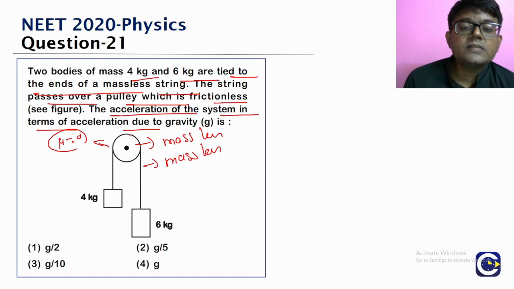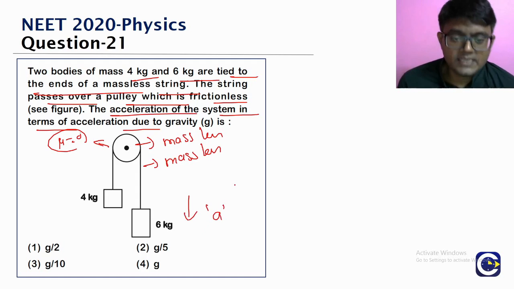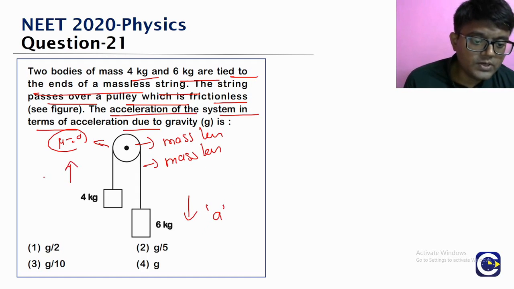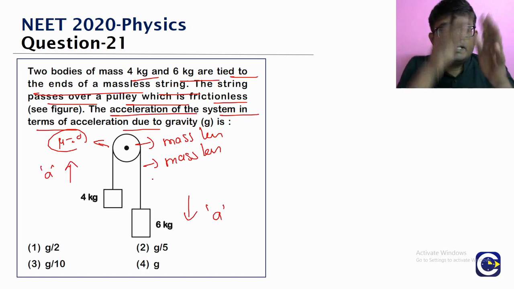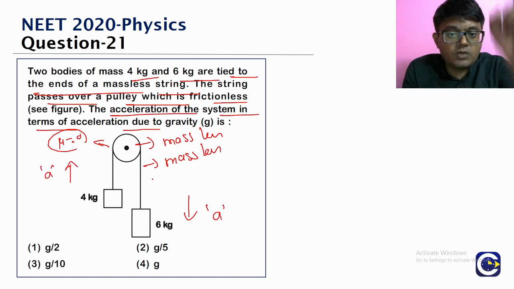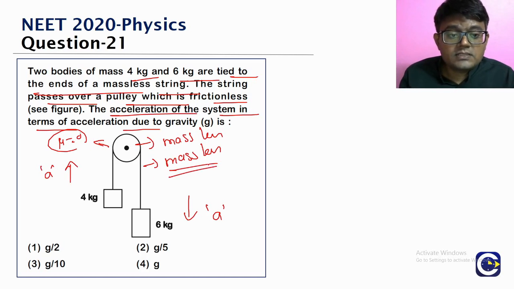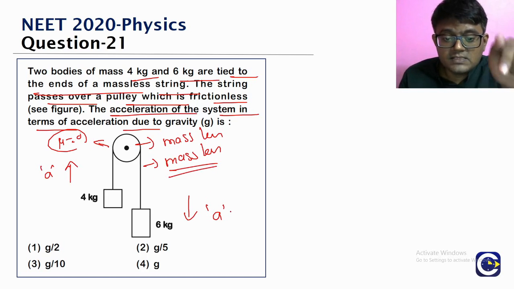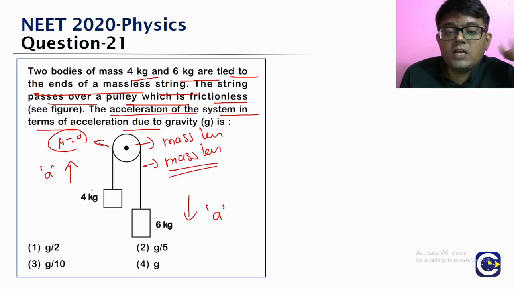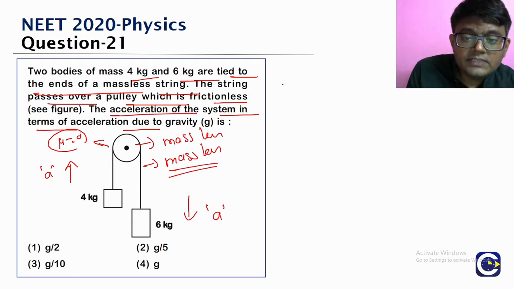Since these two masses are connected, which is the heavier one? 6 kg is the heavier one. So what we would observe is the 6 kg will go down, let us say with an acceleration A. Then the 4 kg is going to go up. Why? Because they are connected. If the 6 kg is going down, the 4 kg has to go up. Not only that, since the string is inextensible, the 4 kg will be going up with the same value of acceleration. And this acceleration is what you call the acceleration of the system.